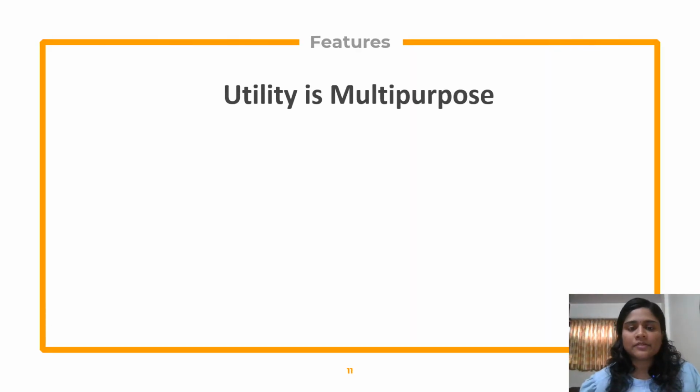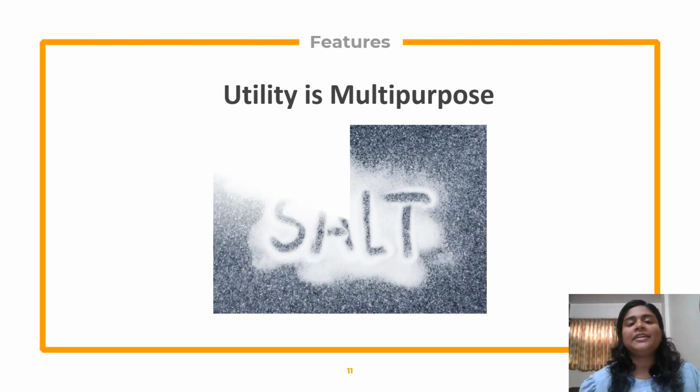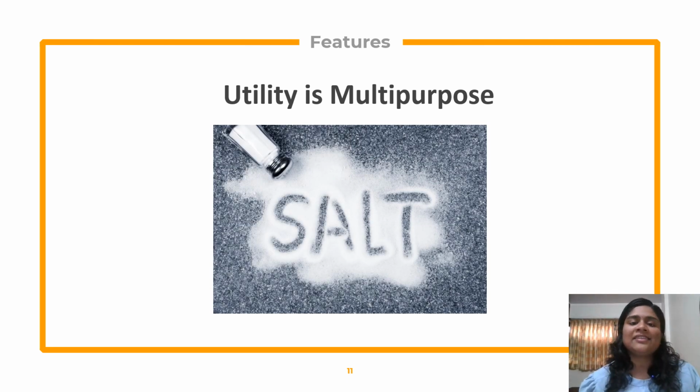Utility is multi-purpose. Certain products have multi-purpose utility. The classic example is none other than salt. Salt is used in cooking. At the same time, it's used as a preservative while making pickles. Similarly, we have sugar, which acts as a sweetener but acts as a preservative for jams.